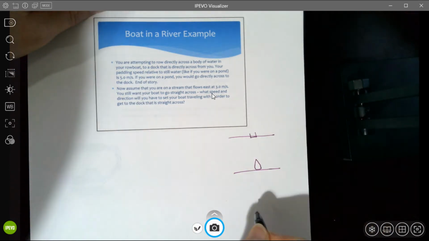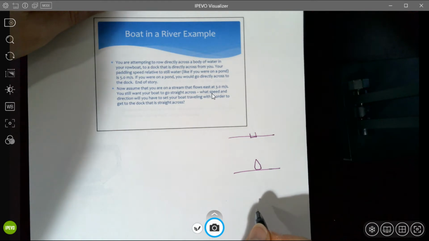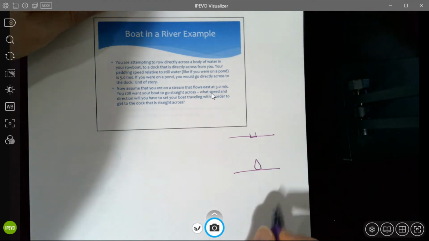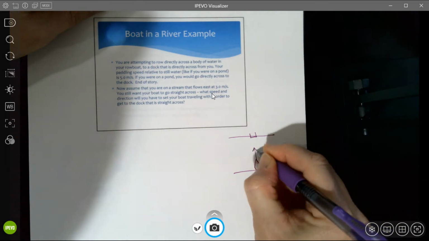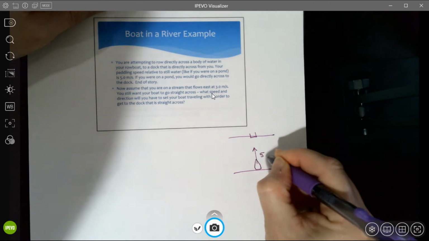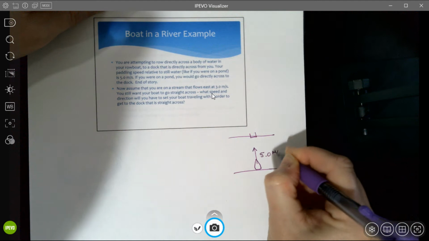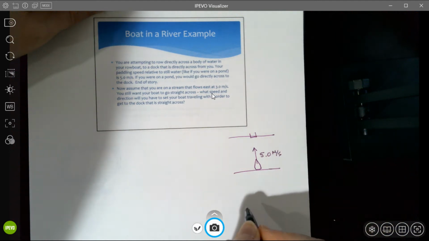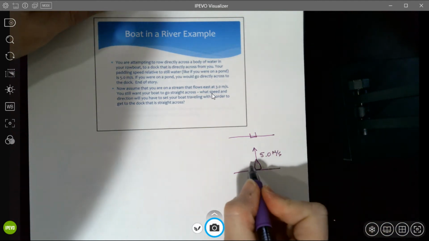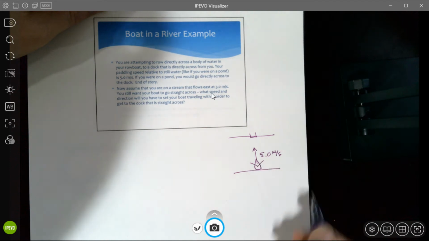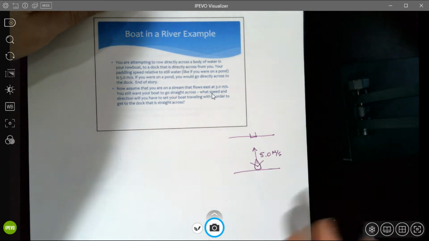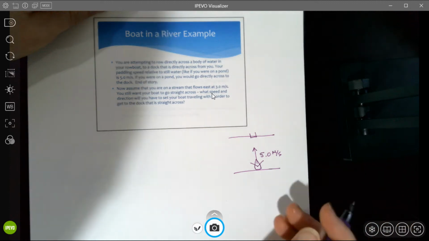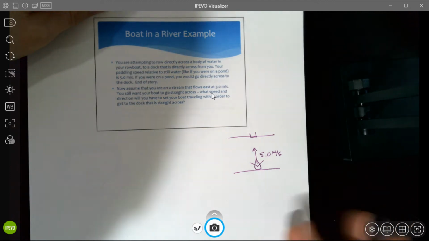It says your paddling speed relative to still water, like if you were on a pond. In other words, you're able to go at a certain speed, 5.0 meters per second. So you're going to use your oars and you're going to get yourself across there. If you were on a pond, you'd go directly across to the dock. You'd get there. End of story.